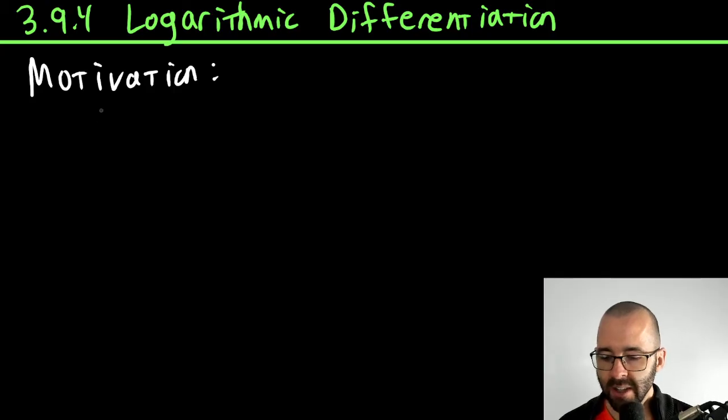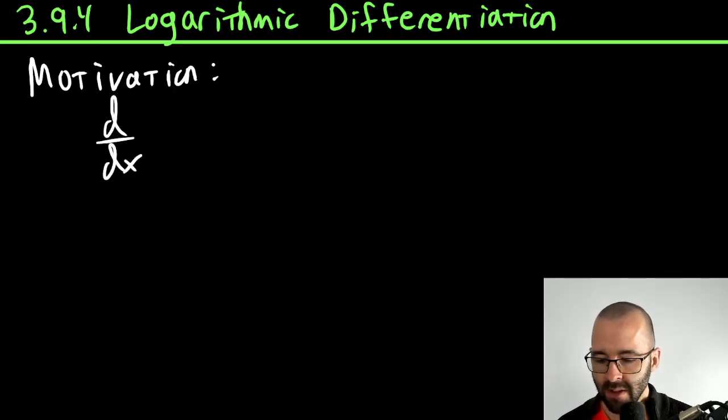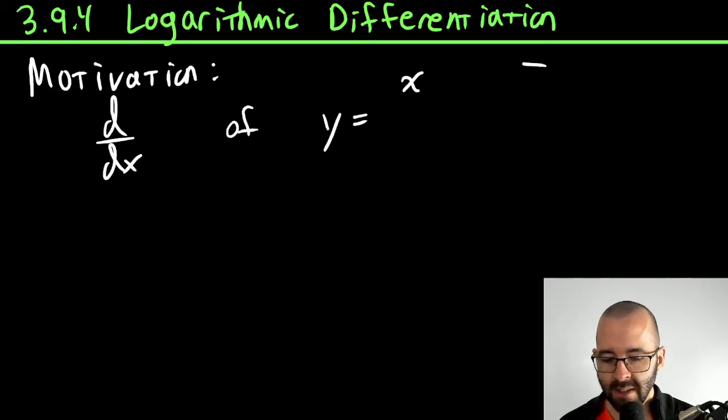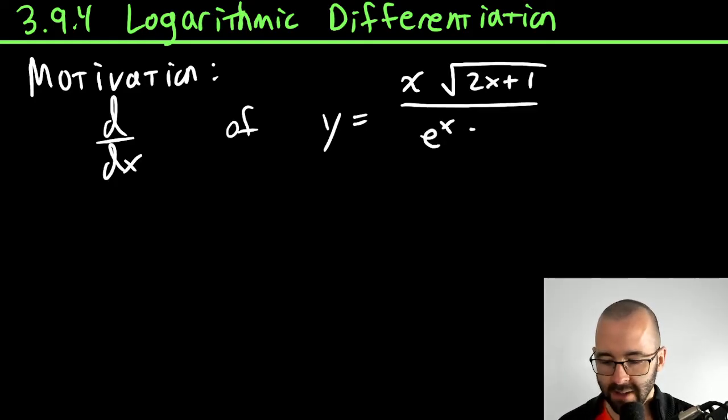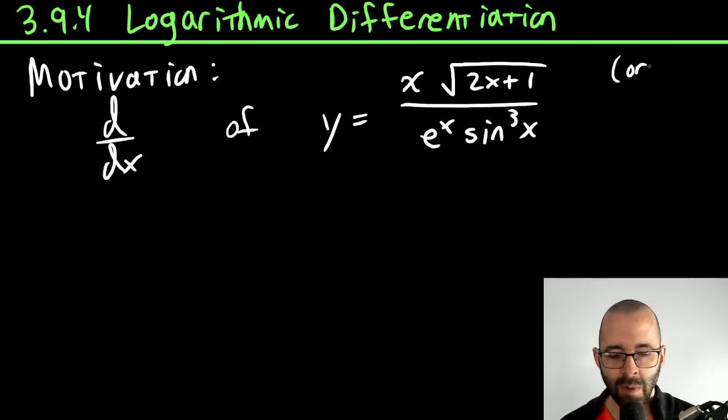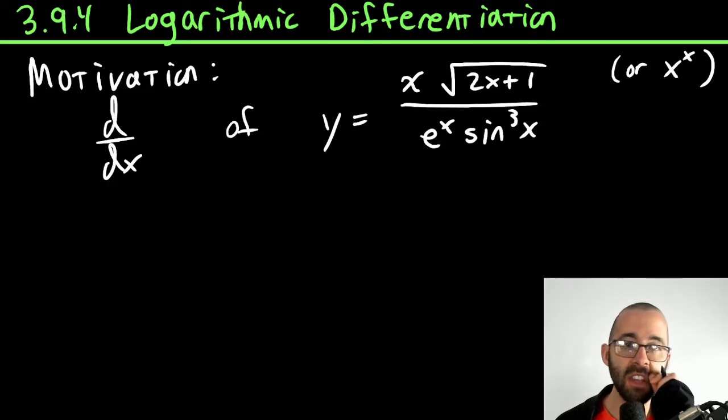What if I wanted to take the derivative of y equals x times the square root of 2x plus 1 over e to the x times sine cubed of x? Or again, what if I wanted to take the derivative of something like that? The second thing, we have no tools to find the derivative of. The first one we do, right?